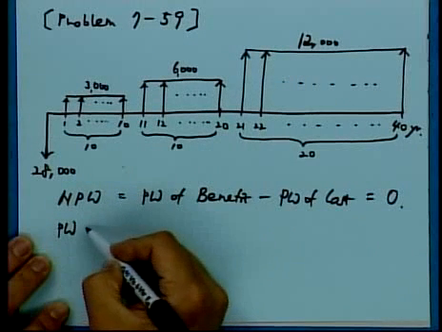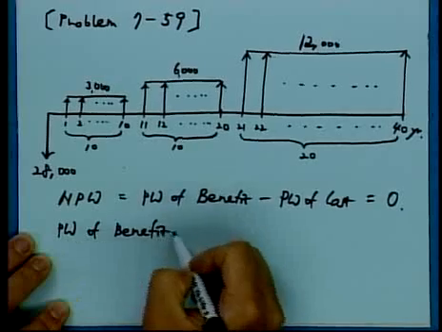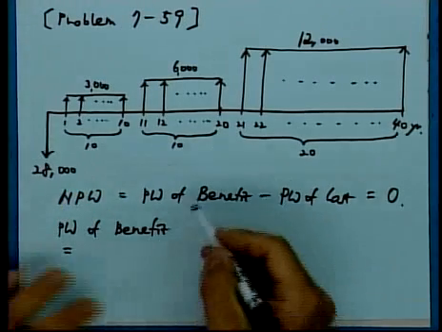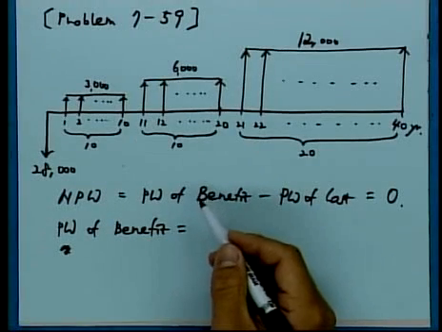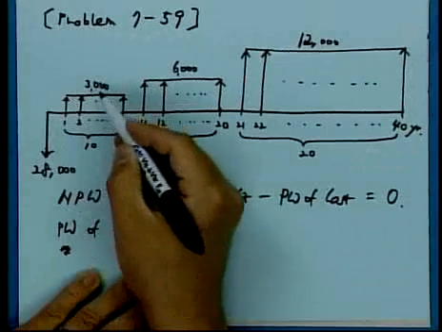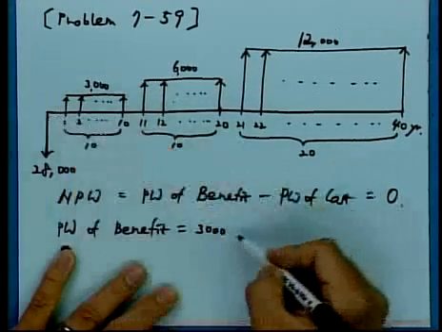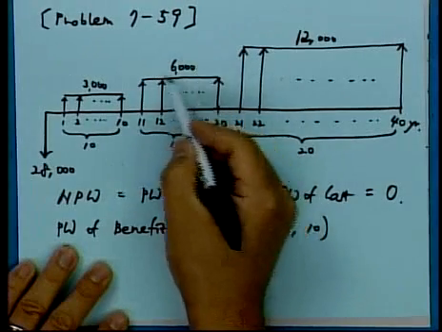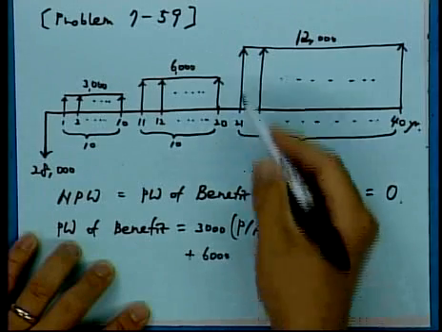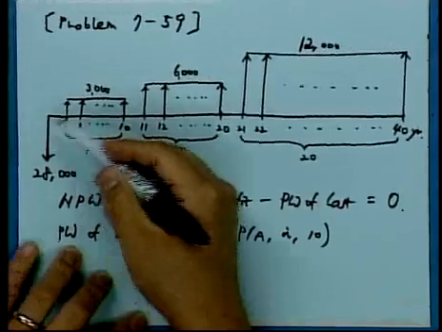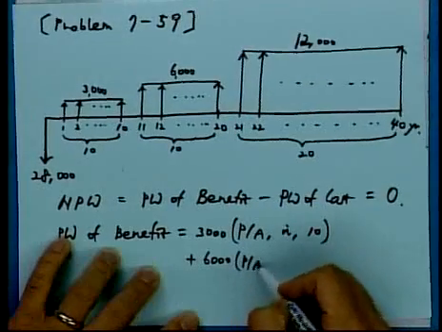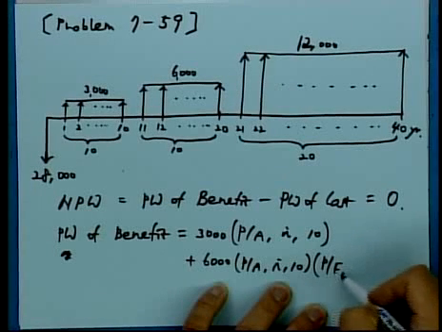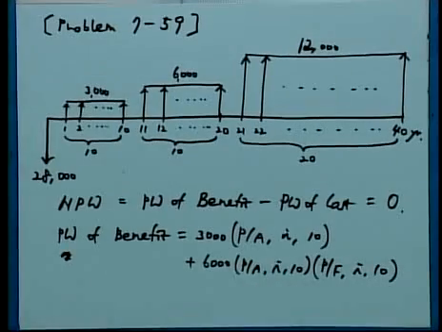So how do you compute present worth of benefit? Present worth of benefit would be $3,000, but you need to convert it to equivalent present sum of money. So you need to multiply by P given A, i over 10 years, plus this $6,000 should be converted to the equivalent present sum, right? So it's going to be P given A, i over 10 periods. Again, you need to convert it to the present sum of money over 10 periods, 10 years.